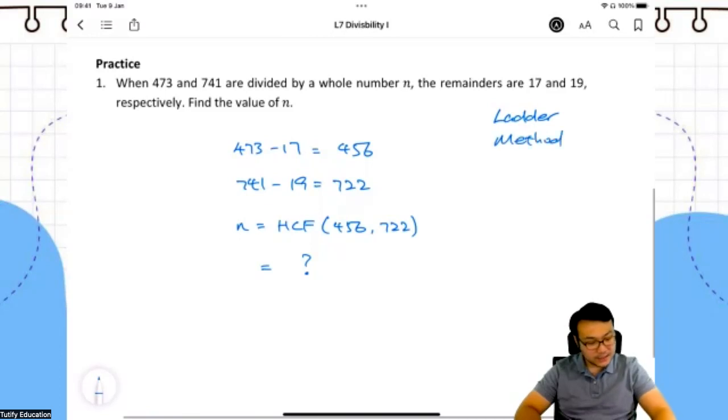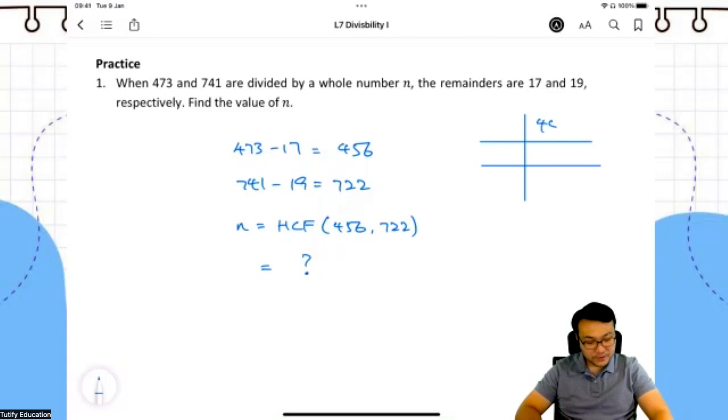We call it the ladder method because it looks like a ladder. You just gotta keep on doing the upside down divide. So I'm gonna write down 456 and 722. What number do you want to divide it by? 2. Yeah. So if I divide it by 2, 228 and 361. Let's divide it by what other number do you want to use? Let's try a prime number, 19. So if I divide it by 19, I'll get 12 and 19.